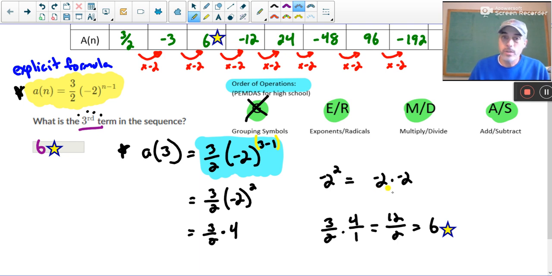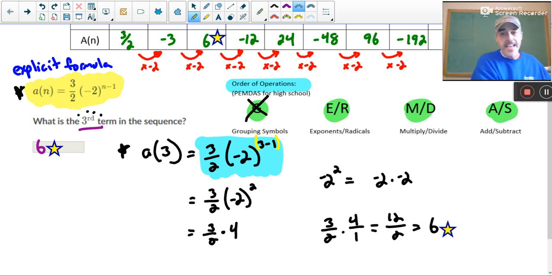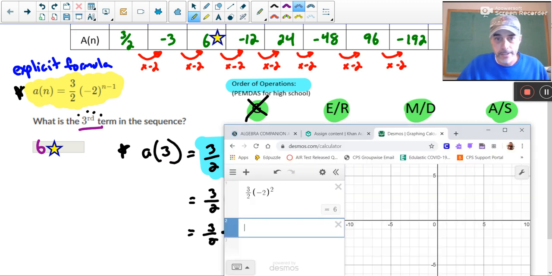However, we also could use order of operations. Now, I'm going to be the first to tell you, I don't always do this. I've got this, which is my little calculator. I've got this, which is my phone calculator. And I don't even stop there because I like me some calculators. Boom, here it is on Desmos. And you'll see that I actually typed it in. 3 over 2 times -2 to the second power, and out pops 6 for me.